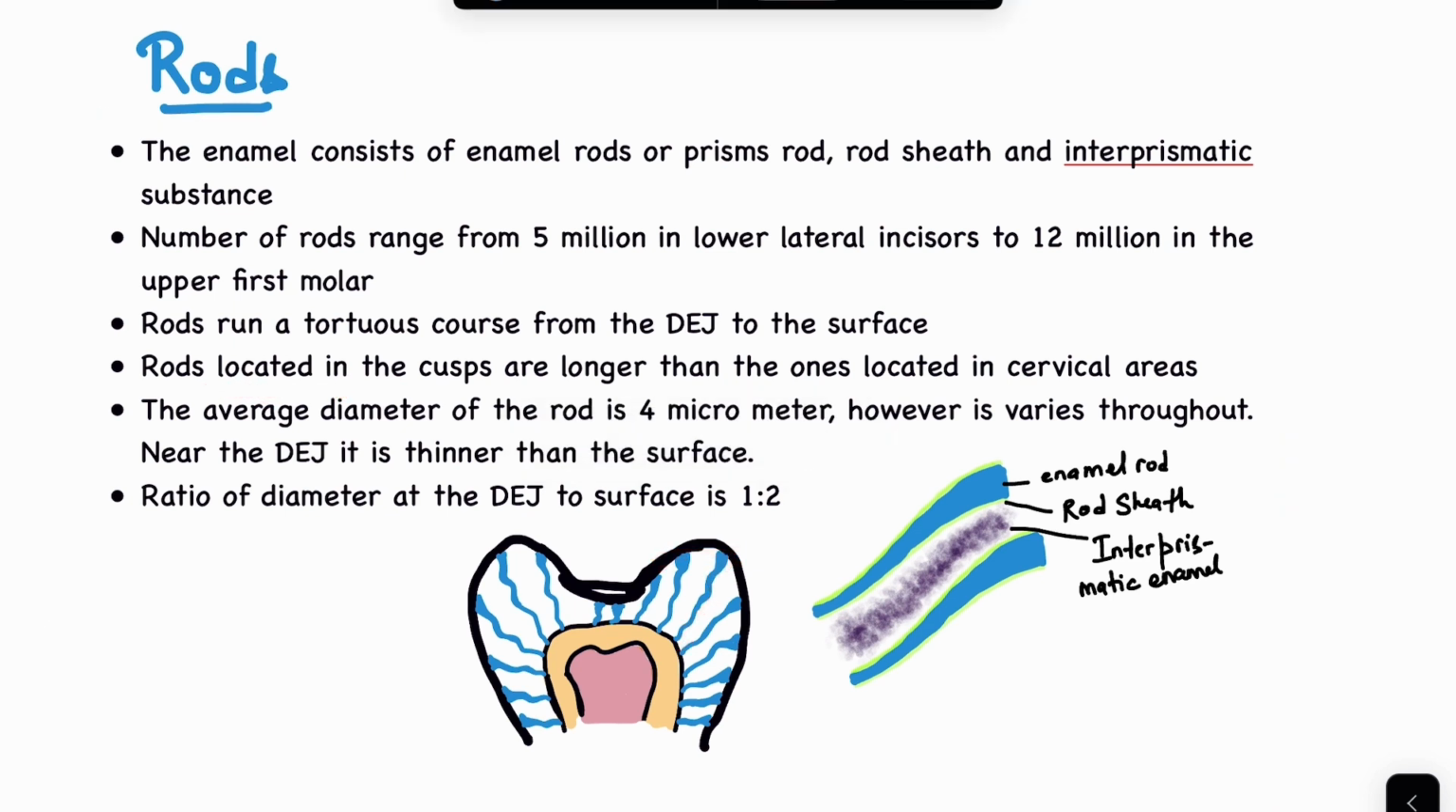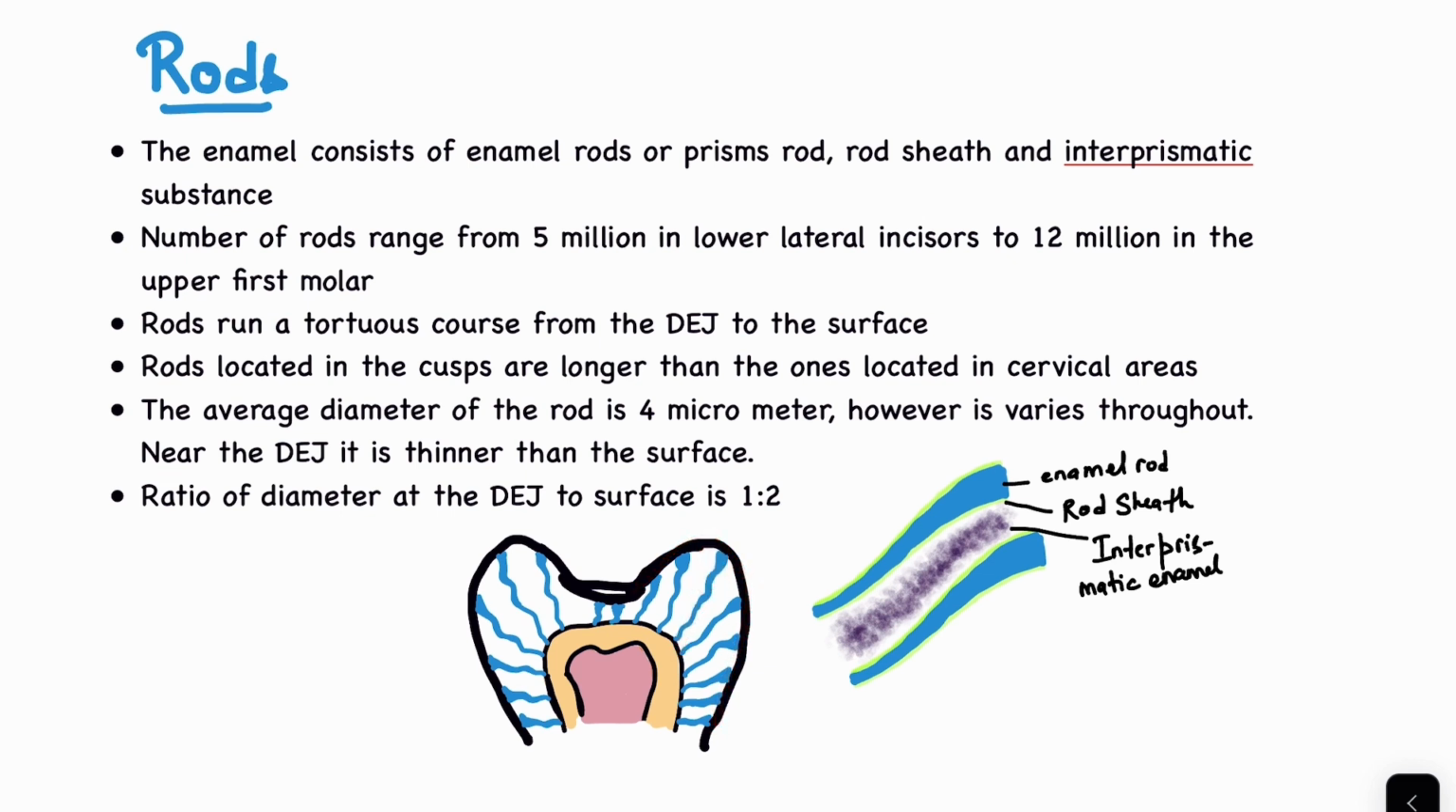The average diameter of the rod is 4 micrometers. However, it varies throughout. Near the dentino-enamel junction it is thinner than at the surface. So I have drawn this in this diagram. The average diameter is 4 micrometers, but when the rod starts in here, it is thinner, and then it keeps getting thicker over here, because there is more surface area over here, so the rods will be thicker.